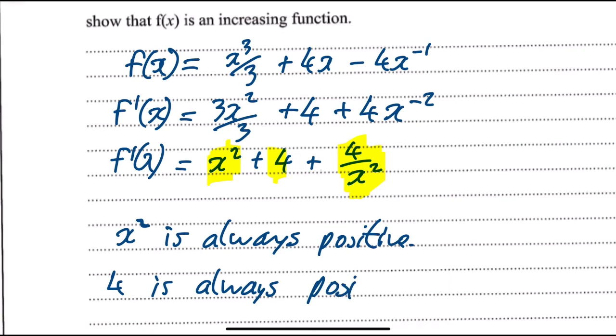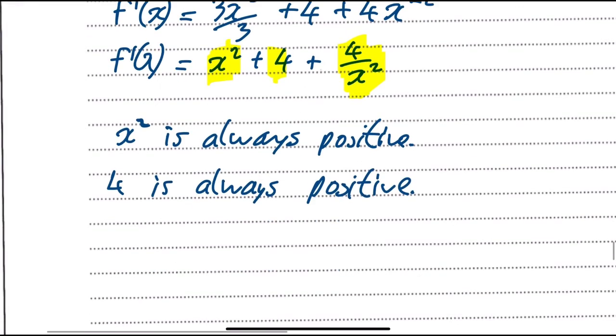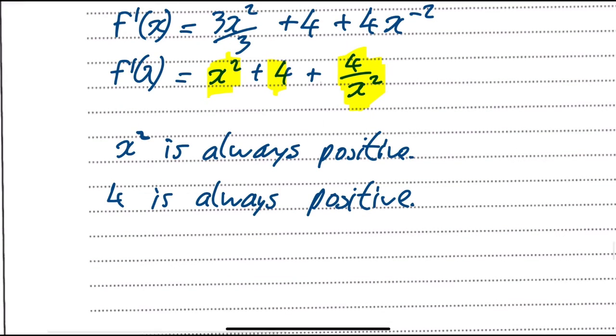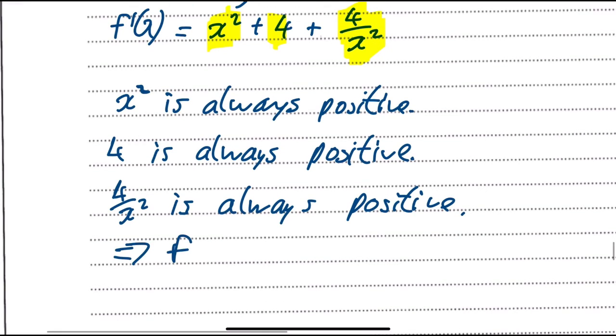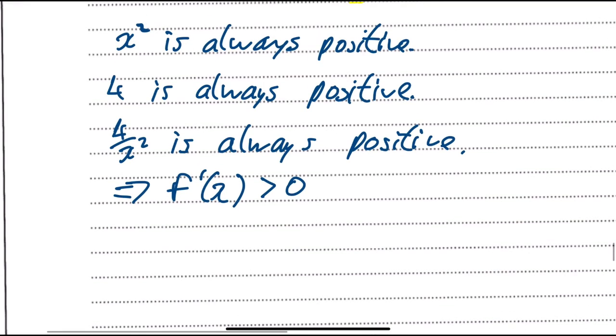Okay, right, first of all, then explain. Your x squared is always positive because no matter what value you put in, put in a negative number, minus times a minus is positive. Put in minus numbers going to be positive, put in positive numbers going to be positive. Likewise, your 4 over x squared is always positive as well. Okay, so that means, therefore, your f dash of x is always going to be greater than 0. That means, therefore, it's an increasing function.